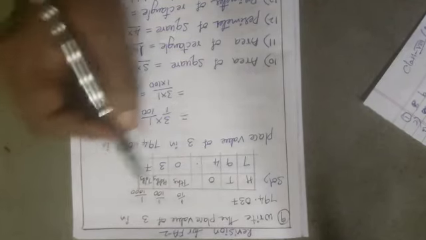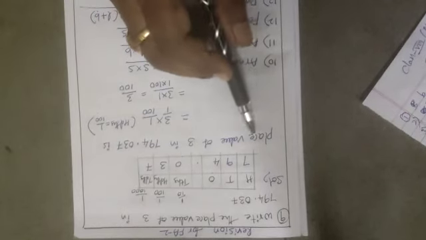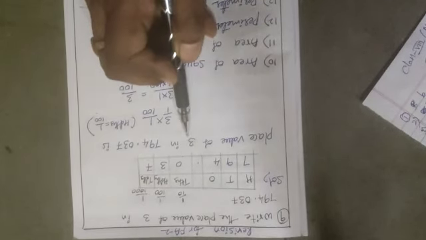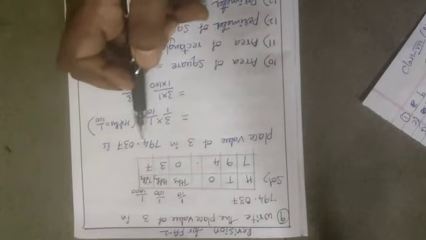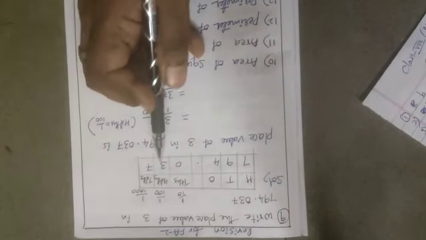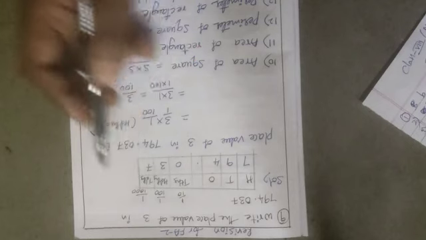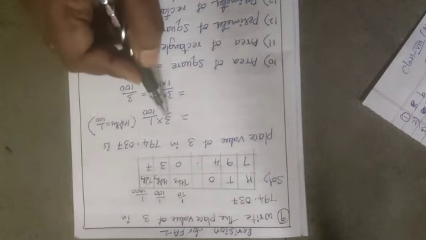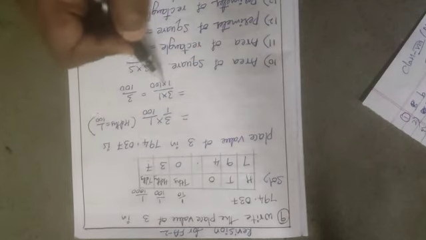Okay, children? Now, what are they asking in the question, children? Place value of 3. What is the place value of 3 in 794.037? What is the place value of 3, children? 3 into 1 by 100. We can write 3 into 1 by 1 into 100.